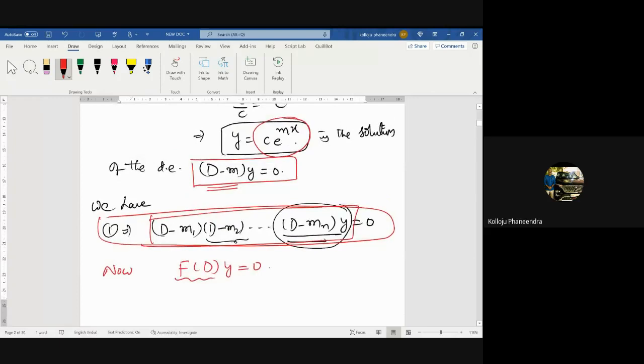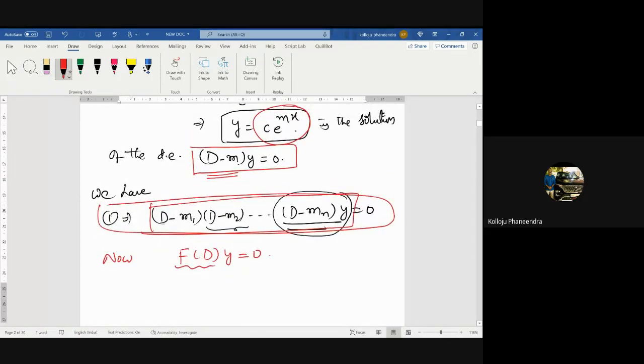The logic is, if the auxiliary equation roots are, for example, f of m equal to 0, then the roots are m1, m2 and so on. Then I have written the solution. What is the solution for m1? C1 into e power m1x. For m2, what is the solution? C2 into e power m2x. Like that I have taken, right?